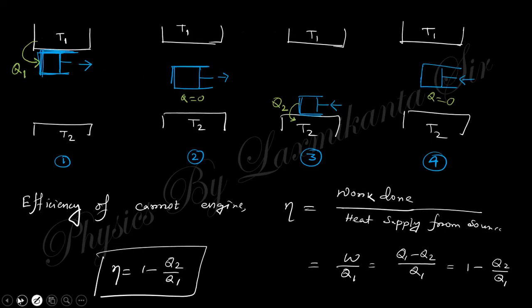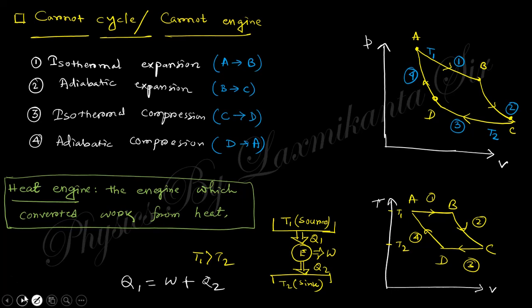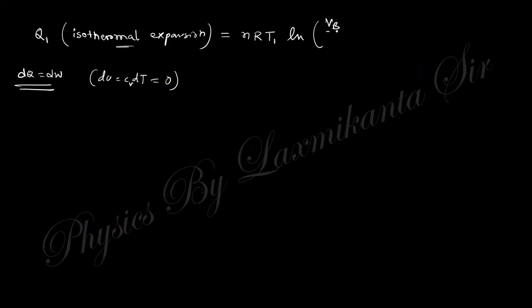During the isothermal process, dQ equals dW, because dU, which is Cv dT, is zero since this is isothermal, so dT is 0. So Q1 is nothing but the work done of this process, which is nRT1 ln of final volume by initial volume, Vb by Va. I think you remember this formula from the first lecture, the work done during the isothermal process.